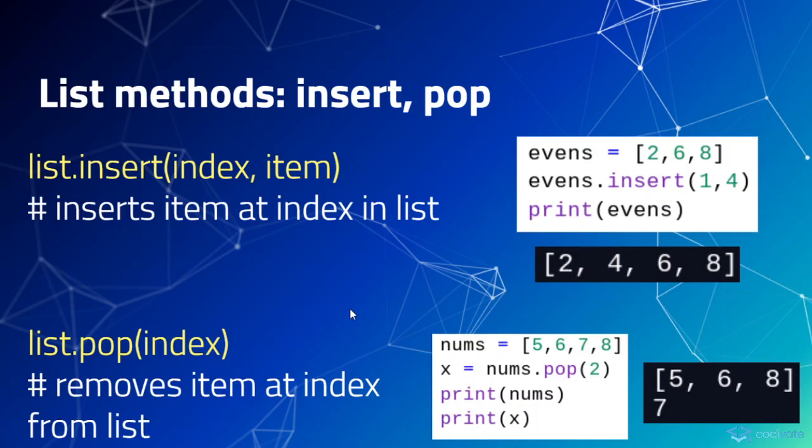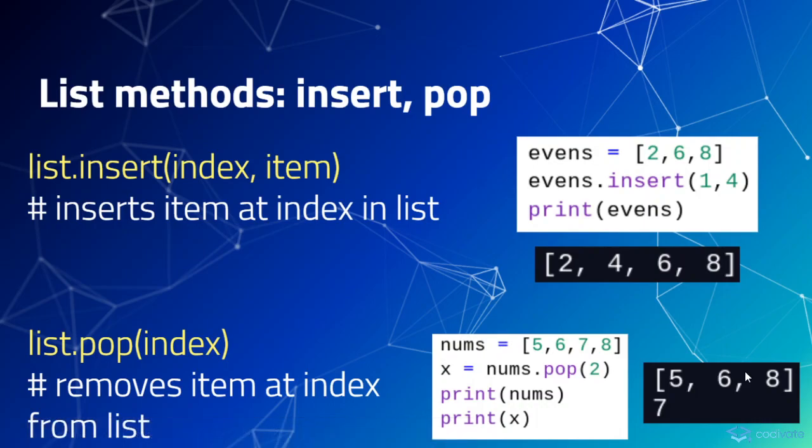Our next method is the pop method. So what this method will do is it will remove whatever item is at the index we input inside the list. Let's take a look. We have a nums list that has 5, 6, 7, and 8. We do nums.pop, and inside that we put the index 2. So we can count 0, 1, 2. It should remove the 7. If we were to print nums after doing this, you can see it no longer has the 7.